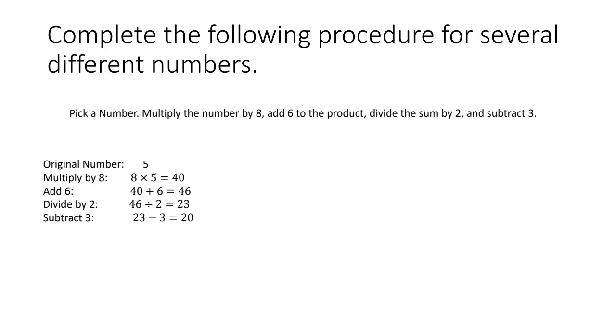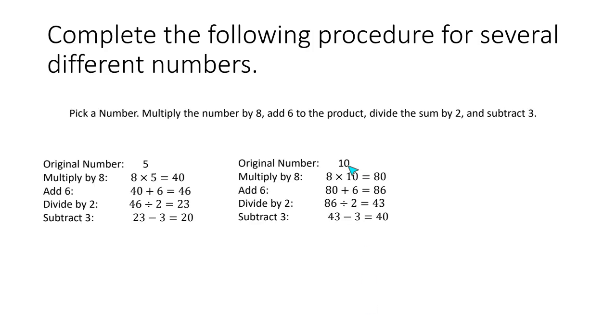Let's do this again with a different number. Let's try 10. So 8 times 10 is 80. Then we're going to add 6. 80 plus 6 is 86. Then we're going to divide by 2. 86 divided by 2 is 43. And then we're going to subtract by 3. 43 minus 3 is 40.